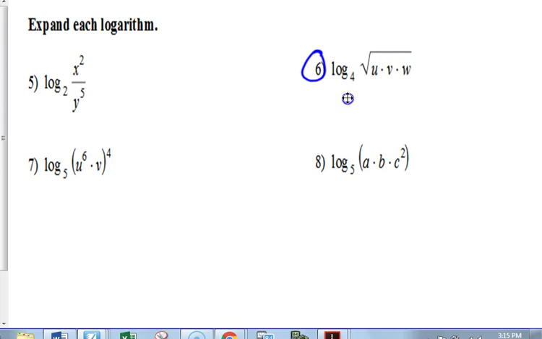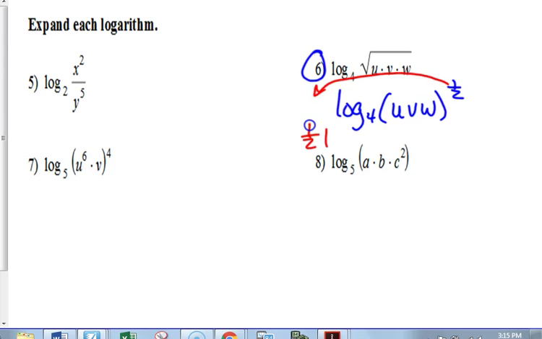This is the 1/2 power. So we have log base 4 of u v w to the 1/2. You can move that out in front so that you have 1/2 log base 4, and then all these are multiplied, so they change to what? So you'd have log base 4 of u plus log base 4 of v plus log base 4 of w. You can distribute that 1/2 and write 1/2 log base 4 of u plus 1/2 log base 4 of v plus 1/2 log base 4 of w, or you can just leave it in parentheses, I don't care.